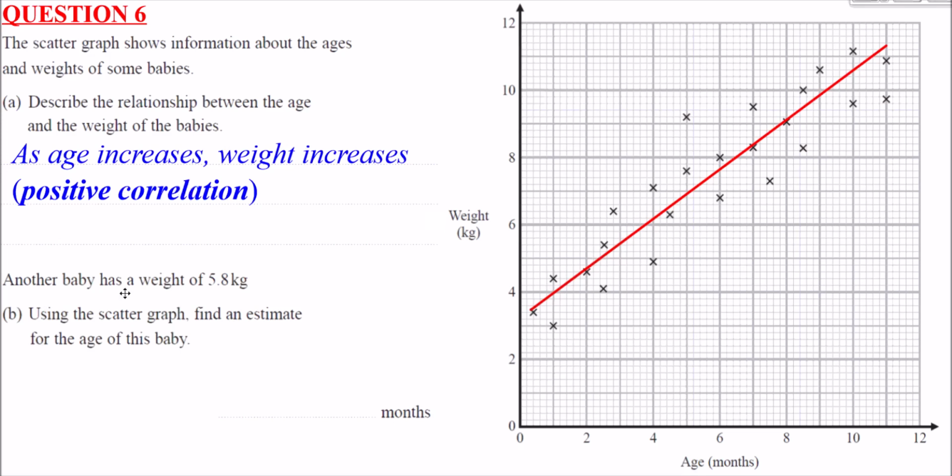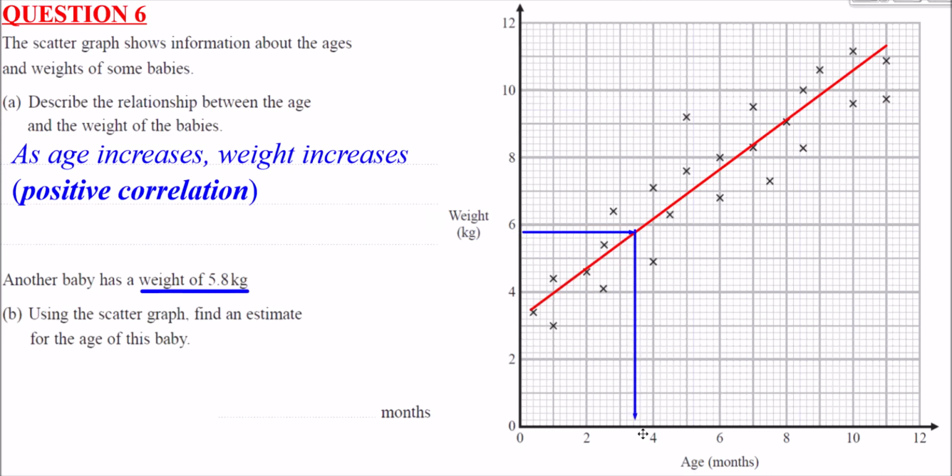So for part B, we're told that another baby has a weight of 5.8 kilograms. This is where the line of best fit comes into its own. So for a weight of 5.8 kilograms, we can estimate, using this line of best fit, the age of this baby. So what we're going to do is read across at 5.8, like so, until we hit the line. Then when we hit the line of best fit, we read down from this point here to work out what the estimated age is.